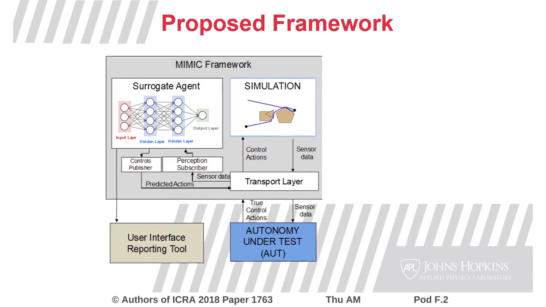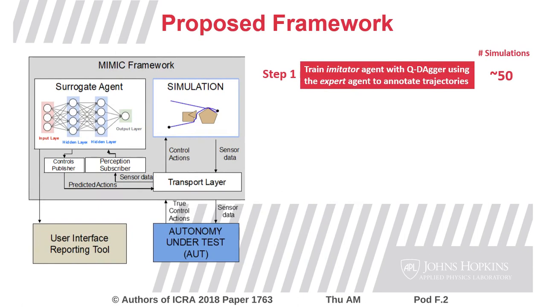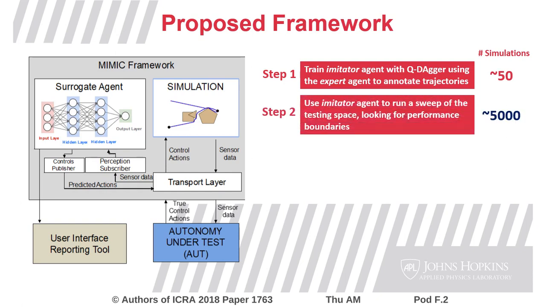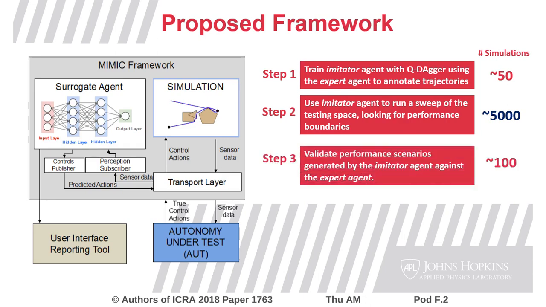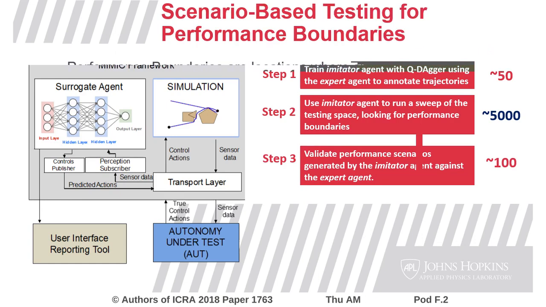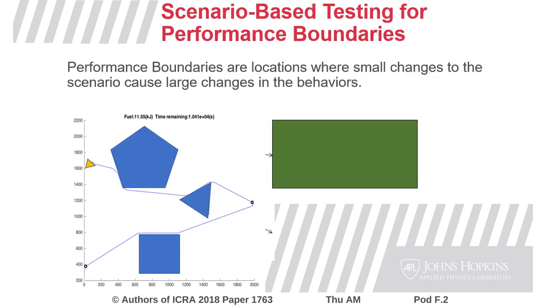This process can be summarized in 3 steps. First, we run a small number of simulations with the expert in the loop to train the imitator agent using the Q-DAgger algorithm. Next, we use the imitator to run thousands of simulations sweeping the entire testing space. From these, we identify test scenarios where critical behavior transitions occur. We call these performance boundaries. Finally, we validate these identified performance boundary scenarios against the expert agent. In doing this, we reduce the number of simulations required by the expert agent from several thousand to a few hundred. But what is a performance boundary?